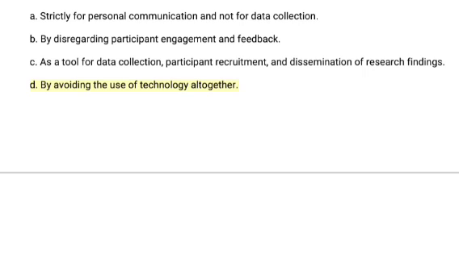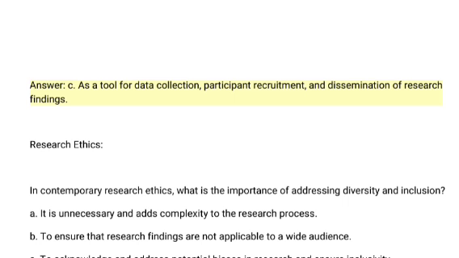As a tool for data collection, participant recruitment, and dissemination of research findings.